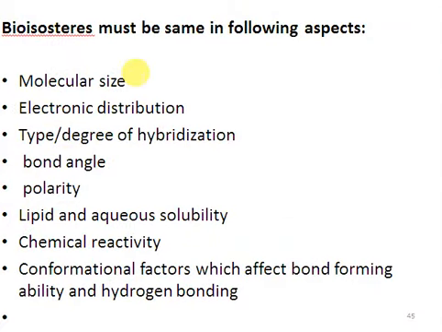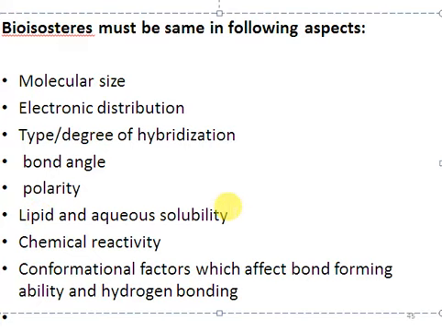So the bioisosteres must be the same in the following aspects. They must have similar molecular size, the same electronic distribution, the degree or type of hybridization must be the same in all the bioisosteres, and the bond angle should be the same, the polarity should be the same, the lipid-aqueous solubility, which is also known as the partition coefficient, should be the same. The bioisosteres must have the same chemical reactivity, conformational factors, hydrogen bonding, etc., and the factors which affect bond formation ability should be the same in all of the bioisosteres.